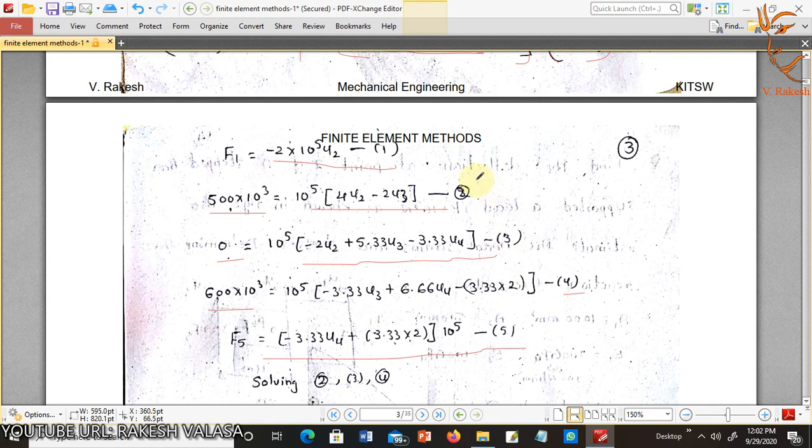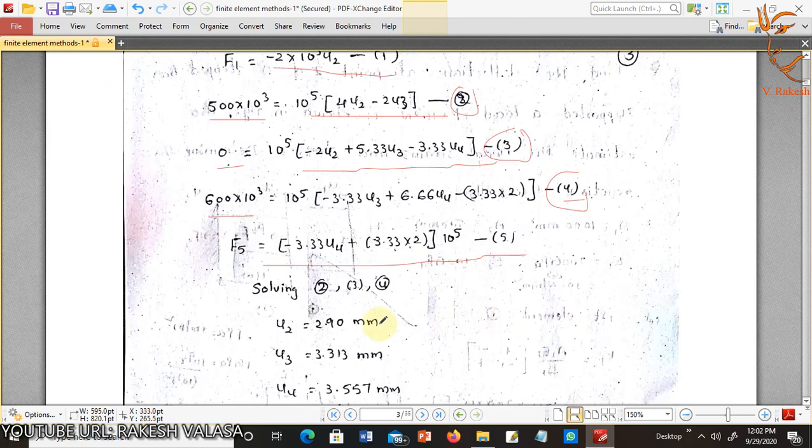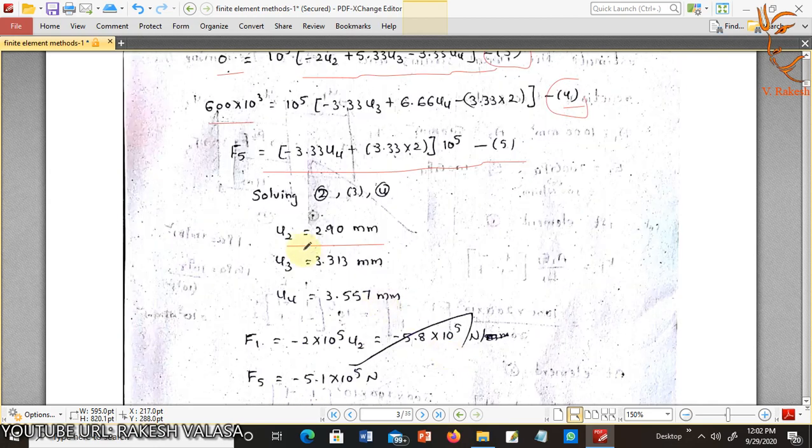See here, now solving equation number 2, equation number 3 and equation 4 by using your calculator, you can get displacement values at node 2, node 3, node 4. Node 2 is 2.90 mm, node 3 is 3.313 mm, node 4 is 3.557 mm.